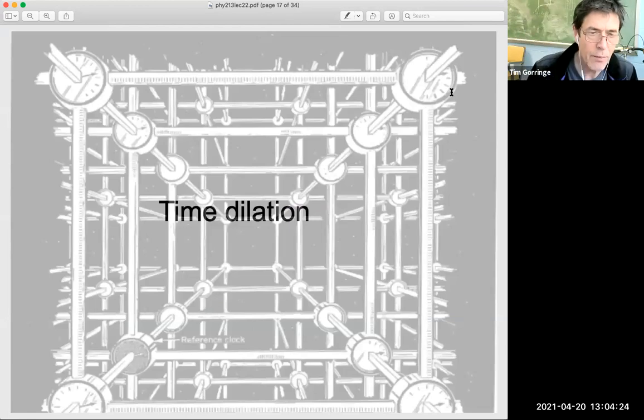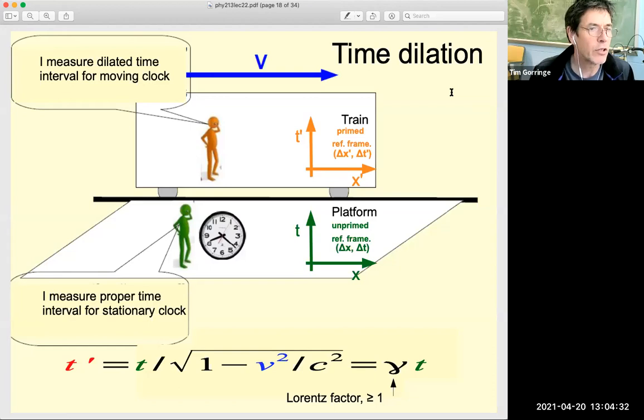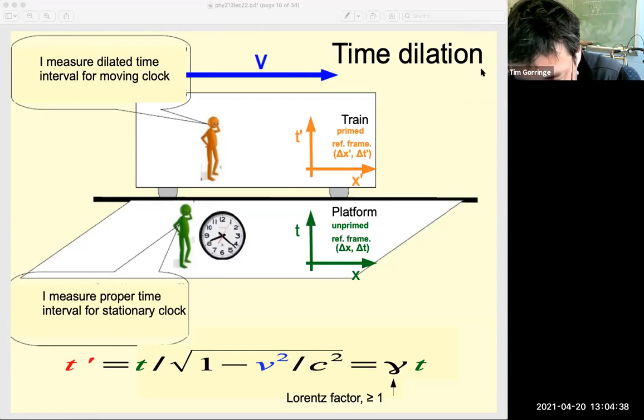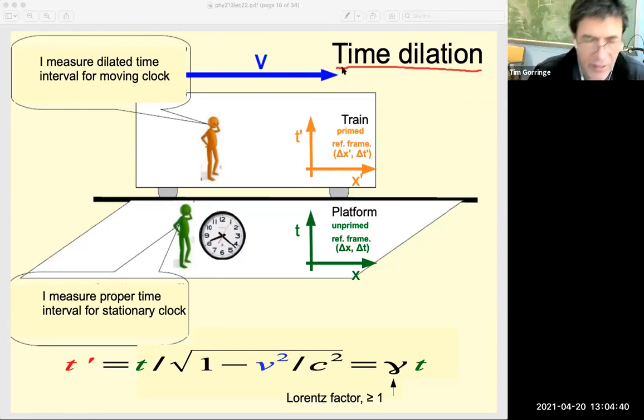Okay, so I want to talk about time dilation, which changes our notion of time intervals. And then I'm going to talk about length contraction. So time dilation, let's start with that one first. And this is a key ingredient in relativistic space-time.